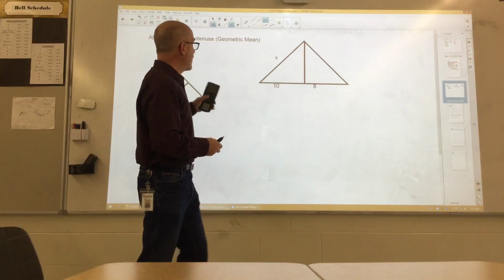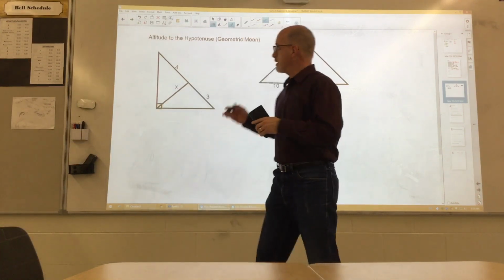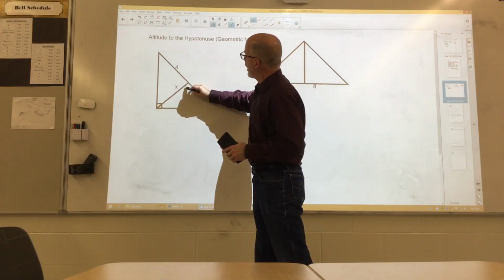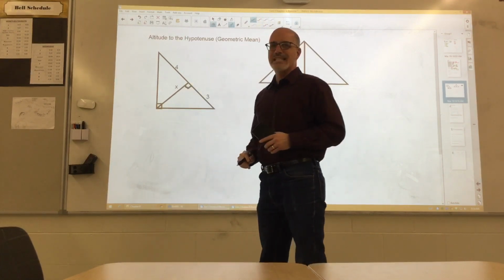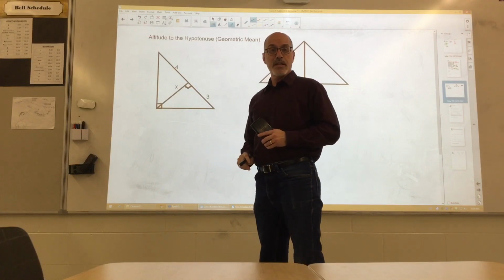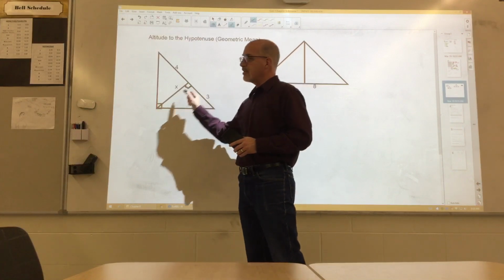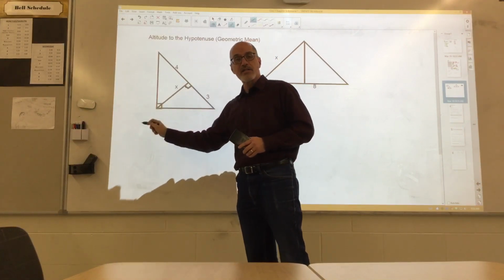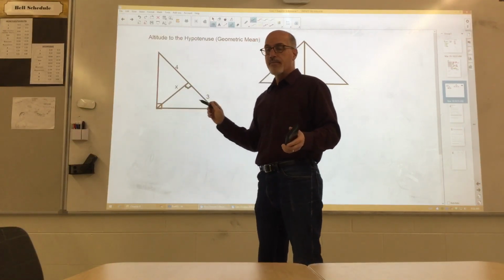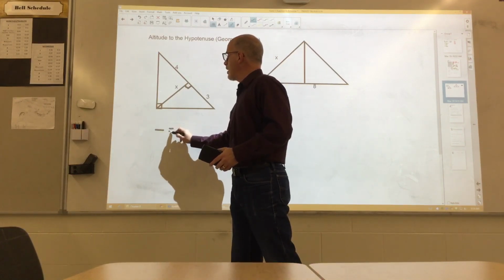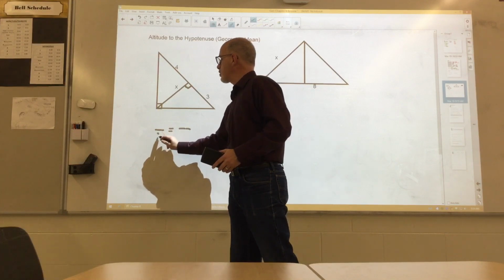So first of all, altitude to the hypotenuse means that we've got, in this case, a line drawn to the hypotenuse that is perpendicular to it. That's the altitude. And so we have two forms of it. When the altitude value is either asked for or given to you, then the proportion we set up is that the altitude to the hypotenuse is that geometric mean.